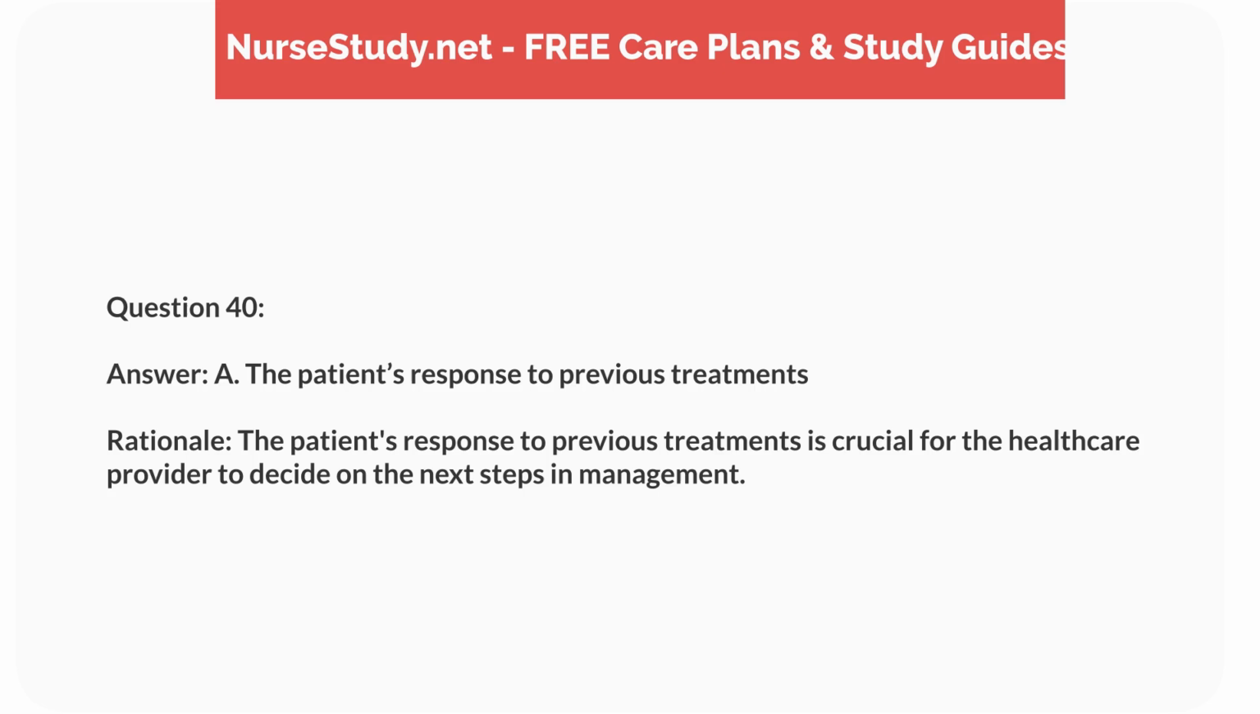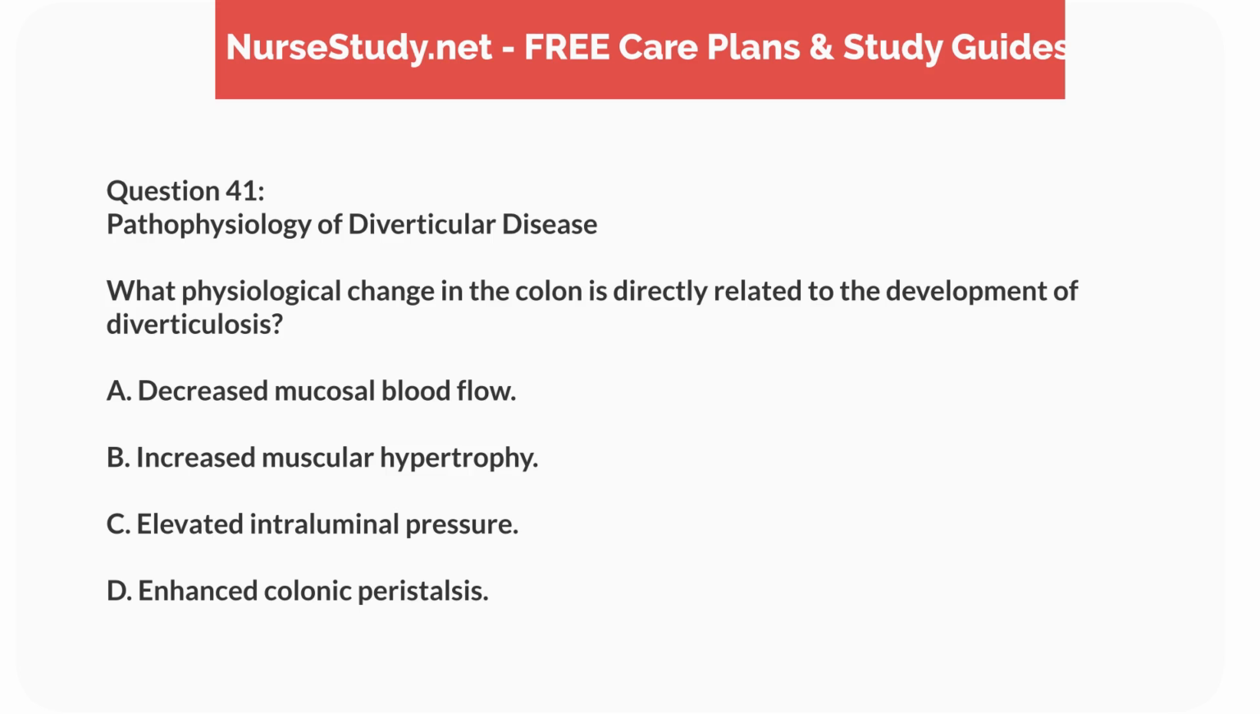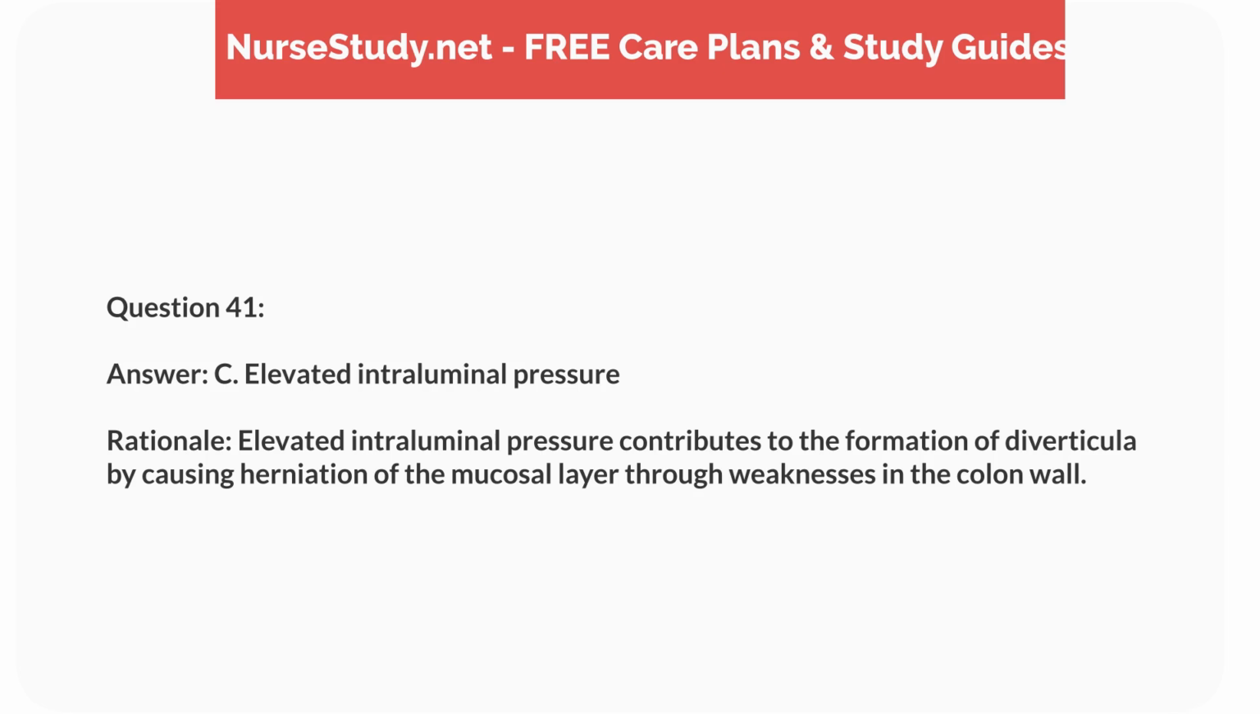Rationale: the patient's response to previous treatments is crucial for the healthcare provider to decide on the next steps in management. Question 41. Pathophysiology of diverticular disease. What physiological change in the colon is directly related to the development of diverticulosis? A. Decreased mucosal blood flow. B. Increased muscular hypertrophy. C. Elevated intraluminal pressure. D. Enhanced colonic peristalsis. Answer: C. Elevated intraluminal pressure.